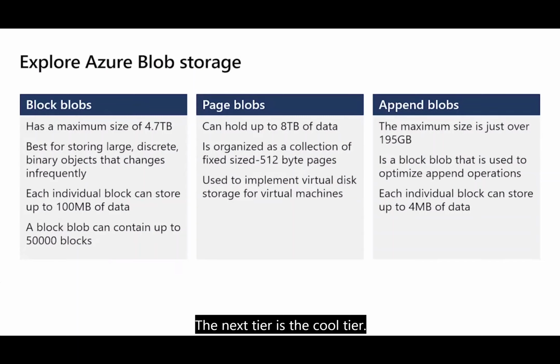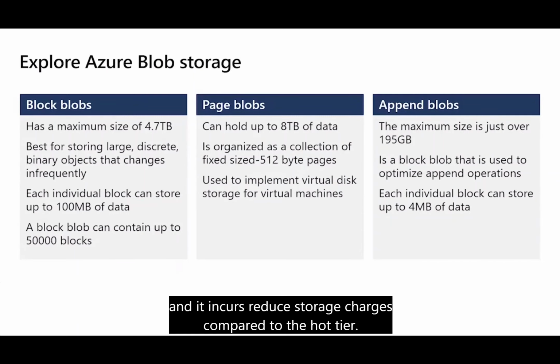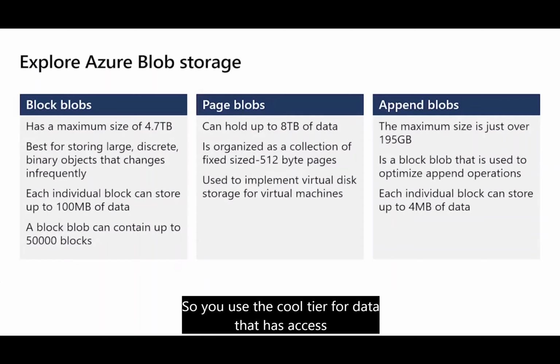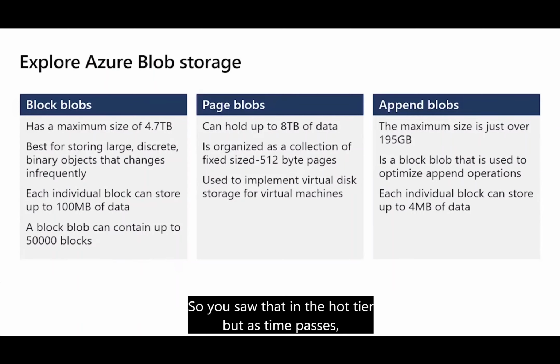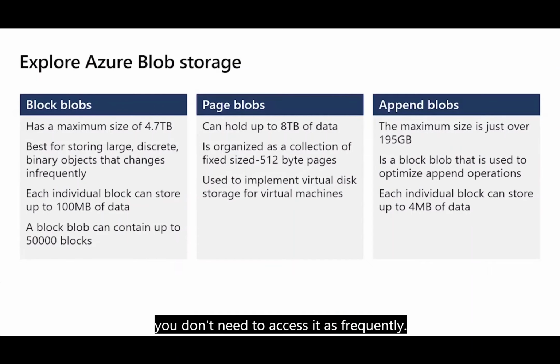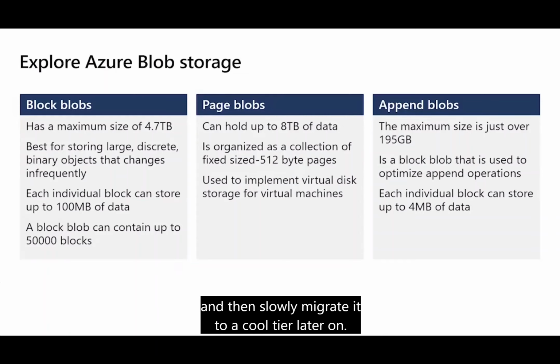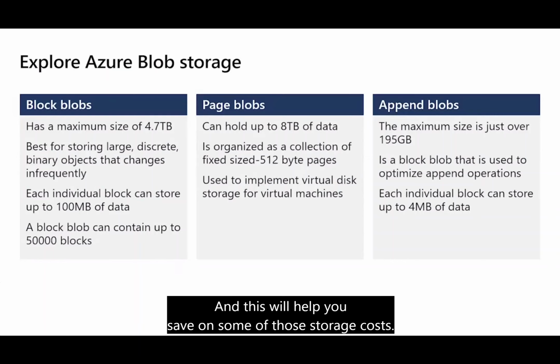The next tier is the cool tier. This tier has lower performance and incurs reduced storage charges compared to the hot tier. So you use the cool tier for data that is not accessed as frequently. It's commonly for newly created blobs that need to be accessed quite frequently initially. So you store that in the hot tier, but as time passes, you don't need to access it as frequently. In this kind of situation, you can create the blob in the hot tier first and then slowly migrate it to a cool tier later on. And this will help you save on some of those storage costs.